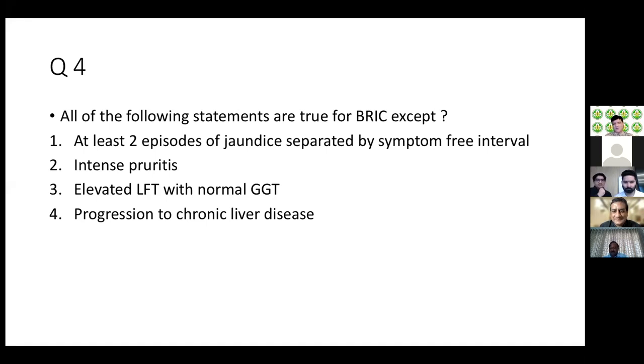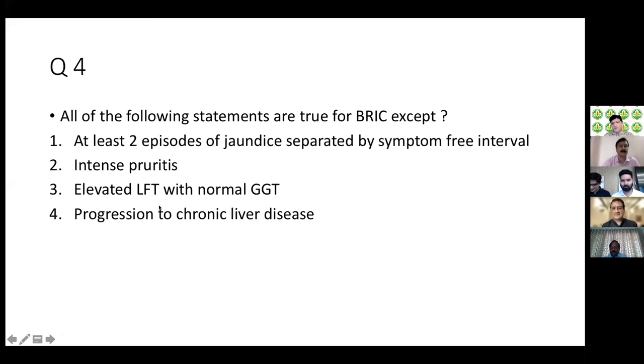Maybe Dr. Sunil would like to summarize one approach to recurrent jaundice in a few slides, and then we'll close here. Oh, that should be fine. So are people voting for this? Progression to chronic liver disease 83%, elevated LFT with normal GGT 7%, intense pruritus 6%, and 2 episodes of jaundice with a symptom-free interval 3%.